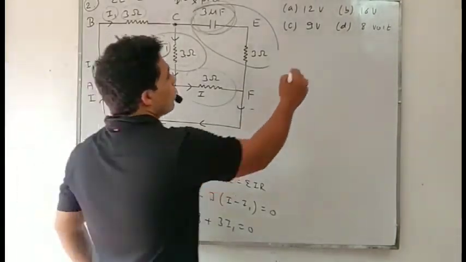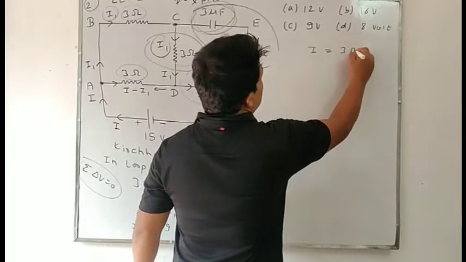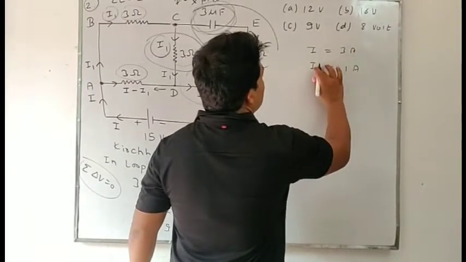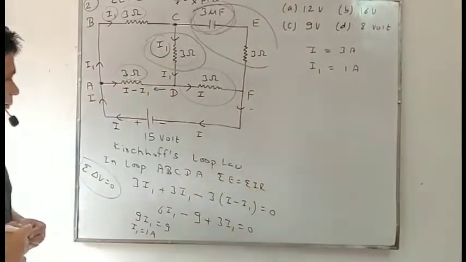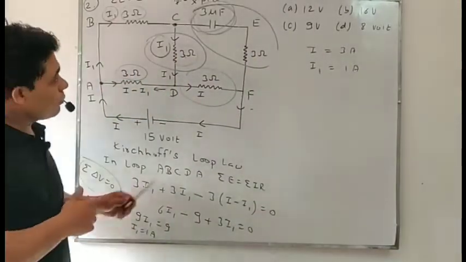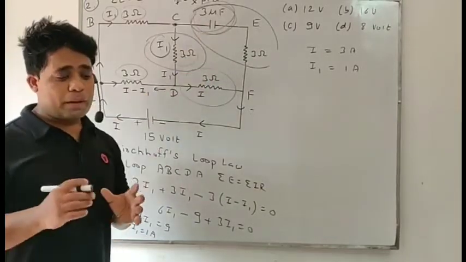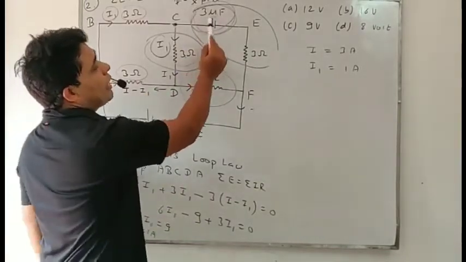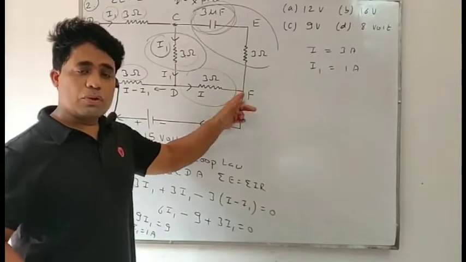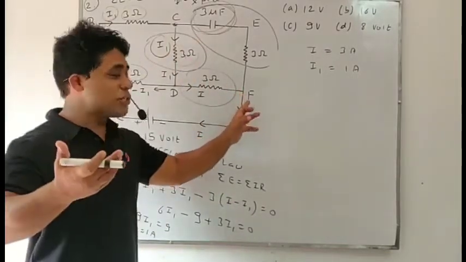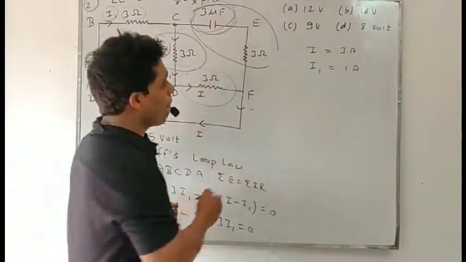So total current was 3 ampere, and now I1 we got as 1 ampere. That is the important part. Okay. Now students, finally we'll find the potential difference across this 3 microfarad. Actually this 3 microfarad lies between C and F. So if we get the potential difference between C and F, that will be the potential difference across 3 microfarad.